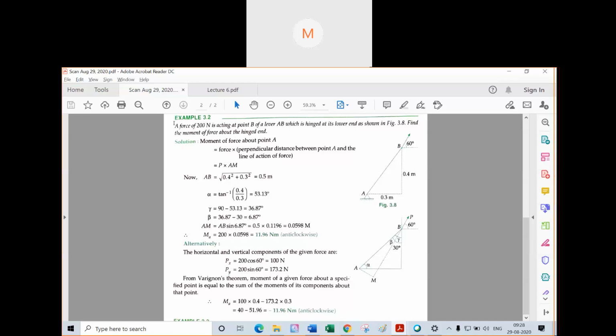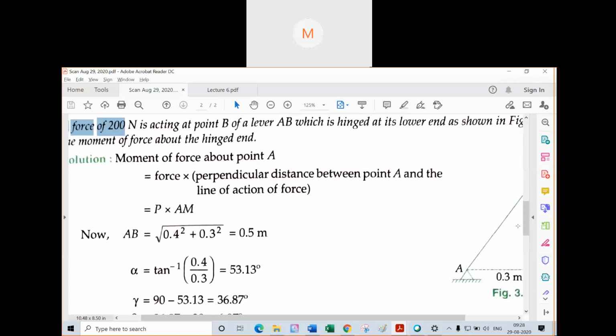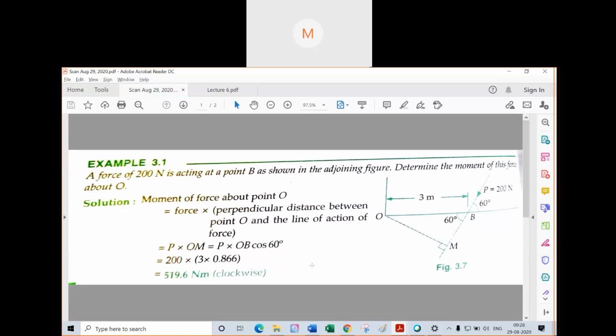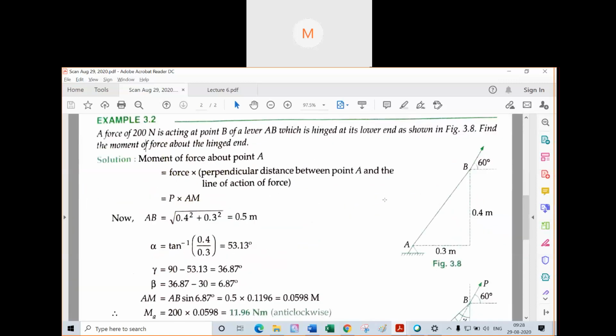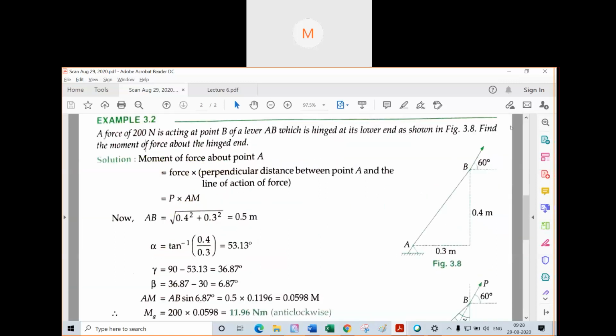Okay. So write the next question. A force of 200 Newton is acting at a point B.